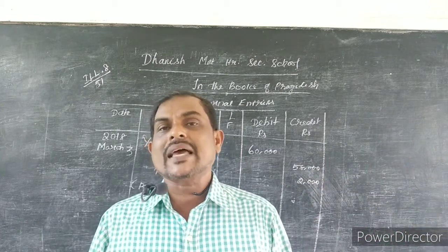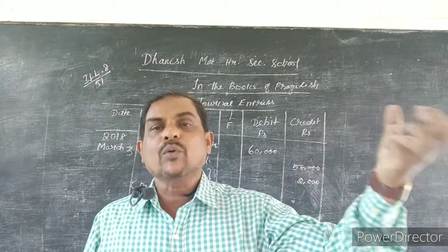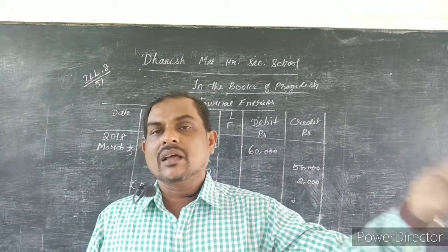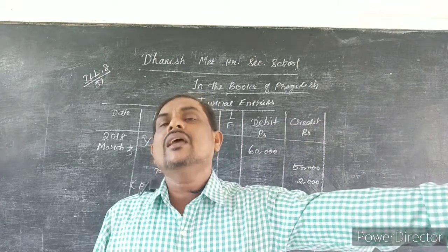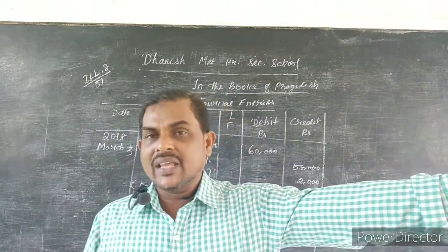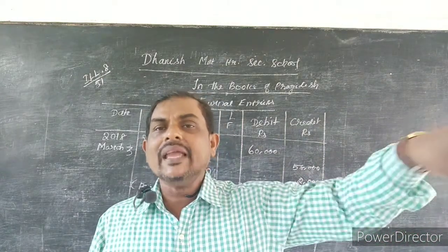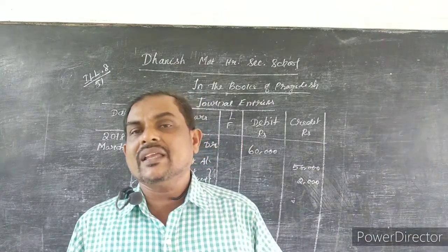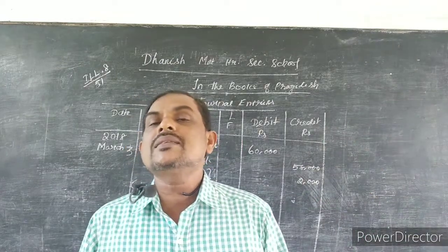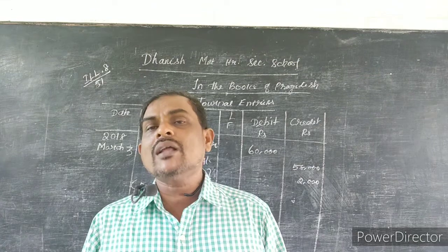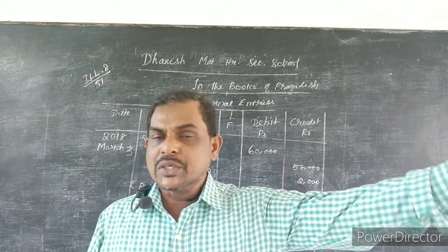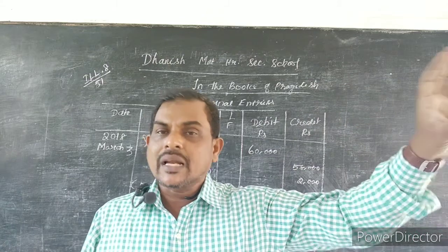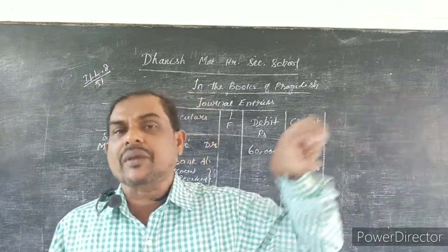Bills accepted. Bills accepted means that amount I am going to receive against the bill. Whatever bill and goods I have sent, that is accepted by the debtor D. So it means from D I have to get the money. So it is called bills receivable. Again, the bill I am sending, the bill sent to D, that bill amount I have to receive from D.